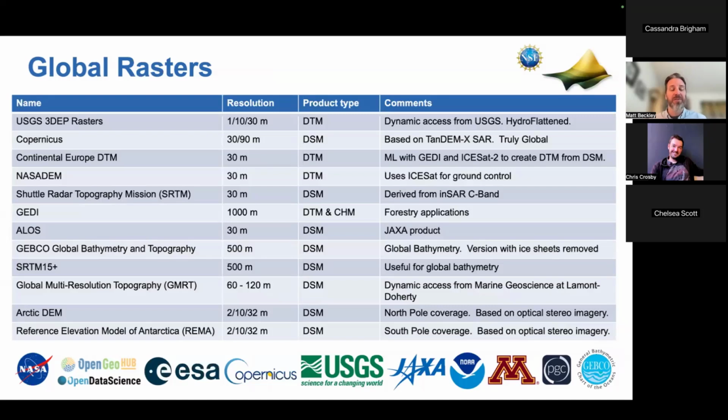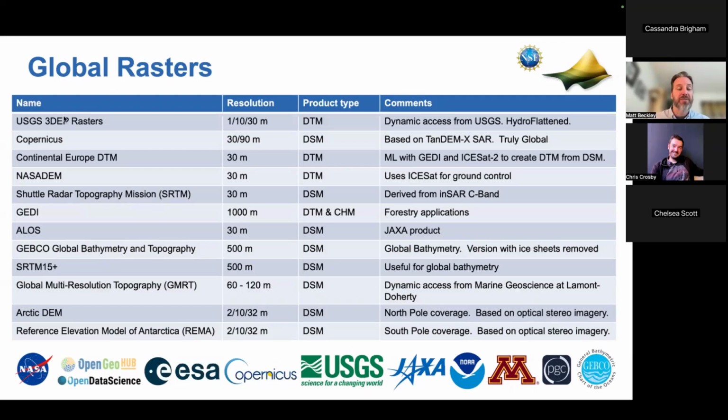We have about 12 different data sets. We're always adding new ones. I won't go through all of these in this list, but I'll just highlight some of them. Because these are global, most of these are coarser resolution, like 30 meters, 90 meters, things like that.